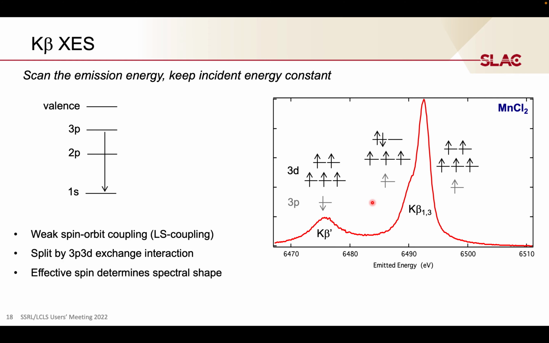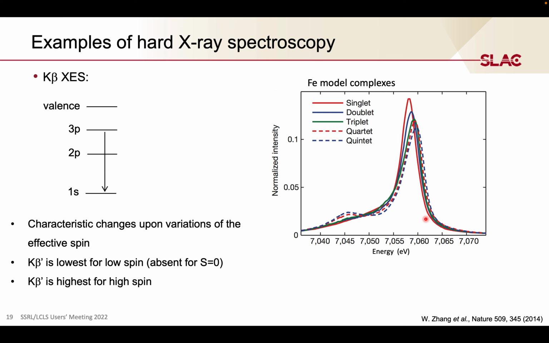So now let's think about a different case. What about the t2g's are all occupied, like in d6 low spin, and the eg's are empty. So if the spin equals 0, then it doesn't matter if the 3d spin equals 0. It doesn't matter if this 3p electron is spin up or spin down, because that would be degenerate. So the Kβ must overlay with the Kβ prime, must overlay with Kβ1,3, and you would expect only one peak. And that actually is pretty much what you observe.